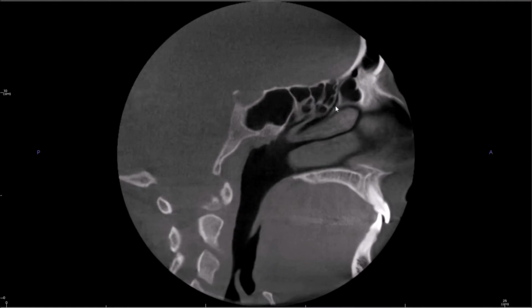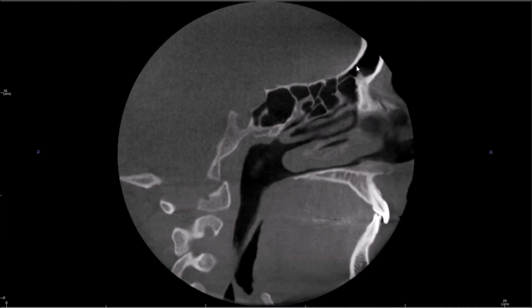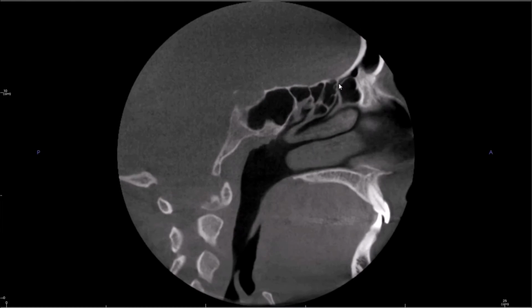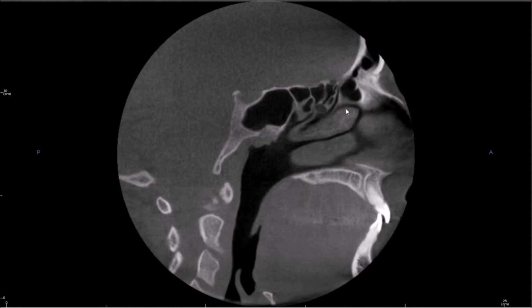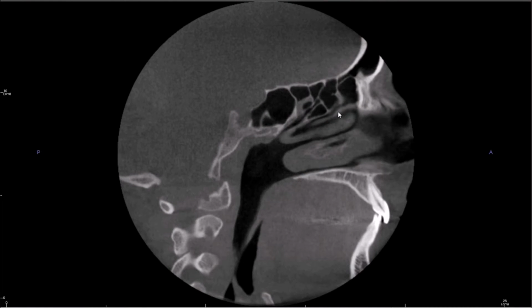And another interesting thing, if we keep scrolling through, it communicates with the drainage pathway of the frontal sinus. And that's as it should be. We know they both empty into the hiatus semilunaris, which empties into the middle meatus. And so that makes this right here the uncinate process.